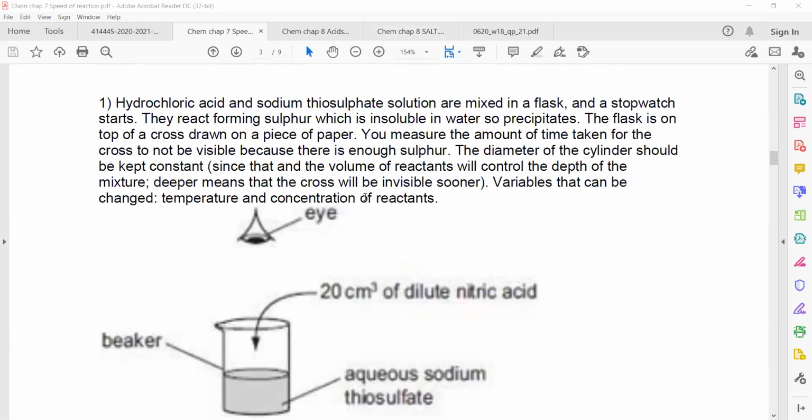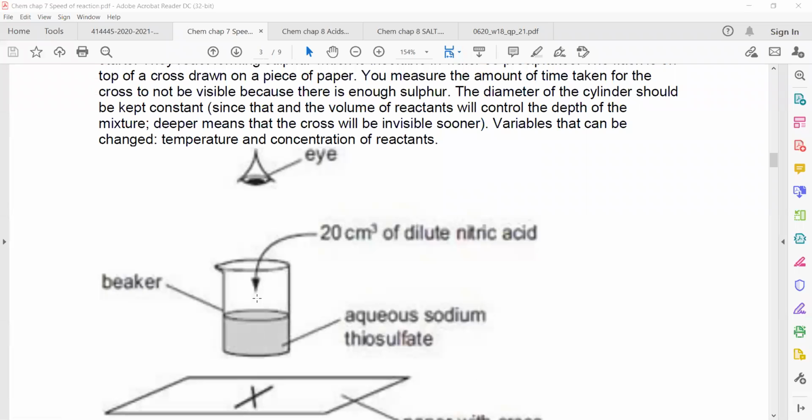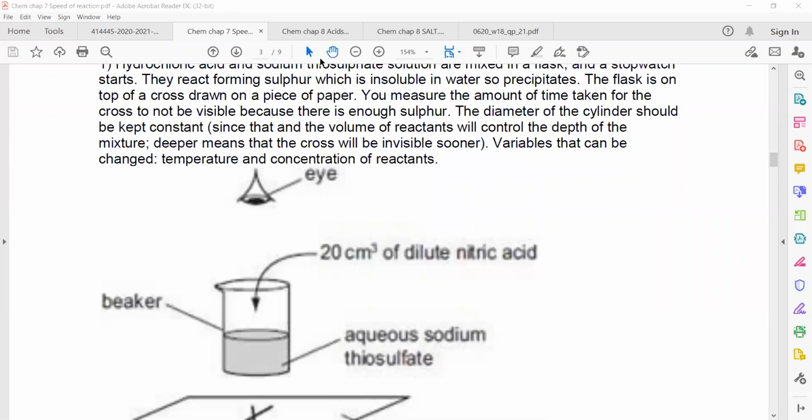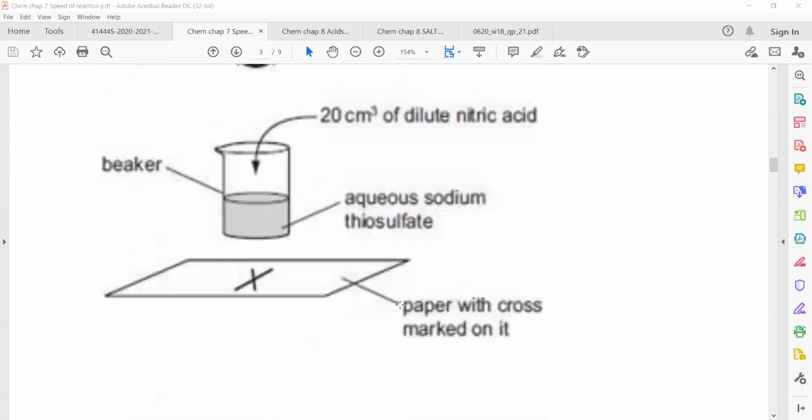So, hydrochloric acid, this is a simple experiment. You will find it is commonly repeated. Sometimes in a conical flask we have this mixture. We add hydrochloric acid to sodium thiosulfate. It will form sulfur. That sulfur, which is a solid, will block the light, so we are not able to see a cross which is under this beaker. So we record the time taken for the cross to disappear.